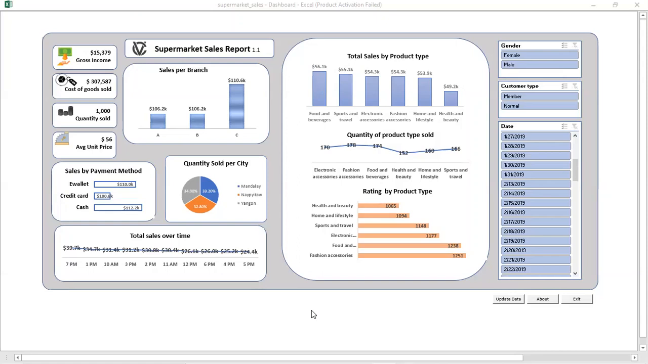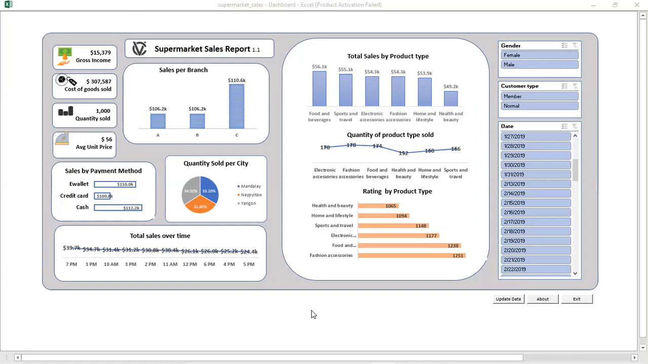Then on the further right, my best side, I love slicers. I made 3 slicers, which make this dashboard very interactive. The gender: there are 2 genders indicated in the data given, male and female. Then they had 2 types of customers: members, and normal people who were not members of the supermarket. You know how you have a card and then you don't have a card. And then they were given different dates. The data had different dates in 2019, and I indicated all these dates.